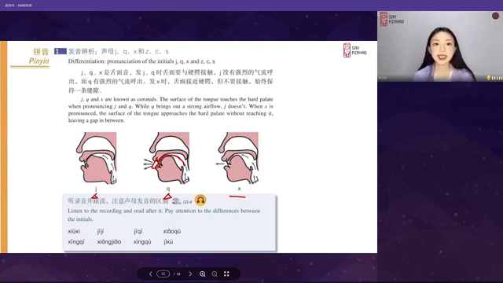And for xi from the start, the tongue never touches the hard palate. Okay? For ji and qi, we will touch and remove. But for xi, we won't touch. We will just always leave a gap here. Okay? So ji, qi, xi, the differences between these three are like this. Now listen and read after me, okay? Let's try to practice these initials.